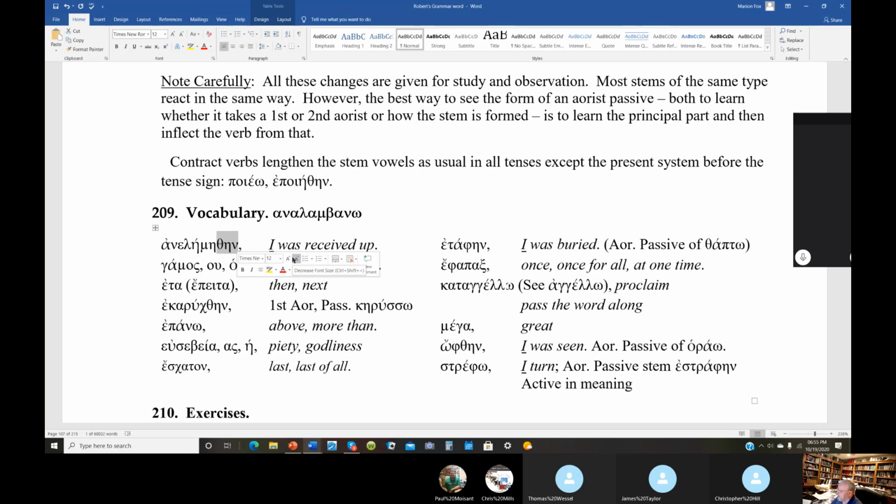Okay. All right. Gamos. That's marriage. And of course, it's a masculine noun. And this is your genitive form. Okay. Gamos. There's your article. All right. A marriage. And it could be even a feast, a marriage feast. Eta, and that's the word then.